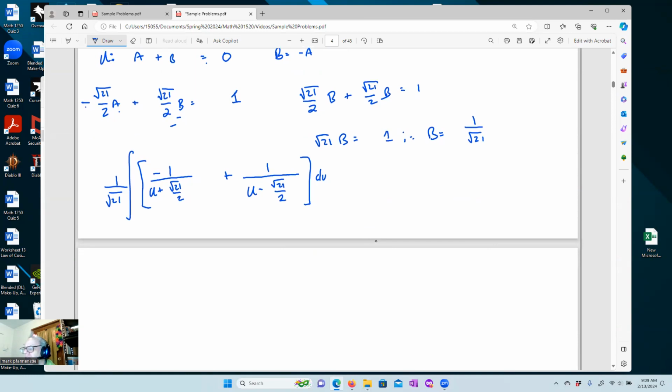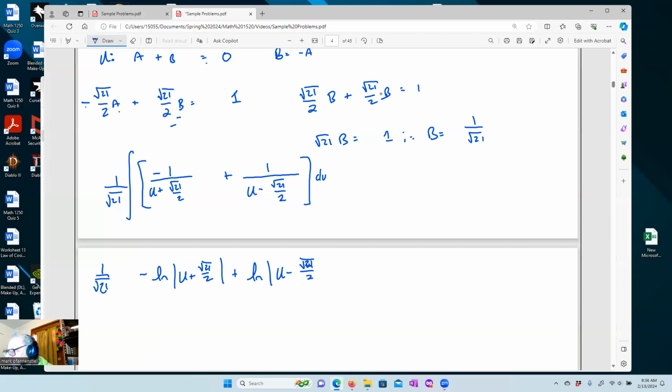Okay, and resuming, there we go. So now we're in our integration step. So let's go ahead and integrate this thing. So we have 1 over the square root of 21. Let's go ahead and integrate. We have negative ln of u plus square root of 21 over 2 plus ln u minus the square root of 21 over 2.